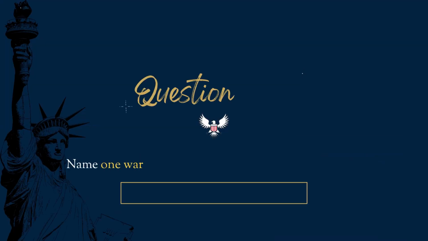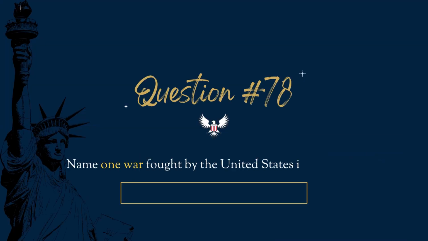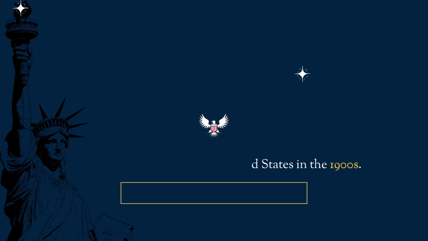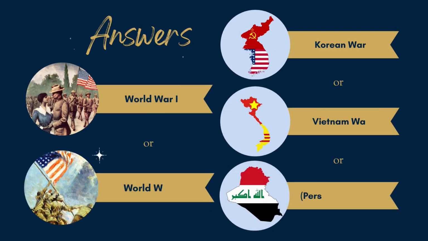Question 78. Name one war fought by the United States in the 1900s. Answers: World War I, or World War II, or Korean War, or Vietnam War, or Persian Gulf War.